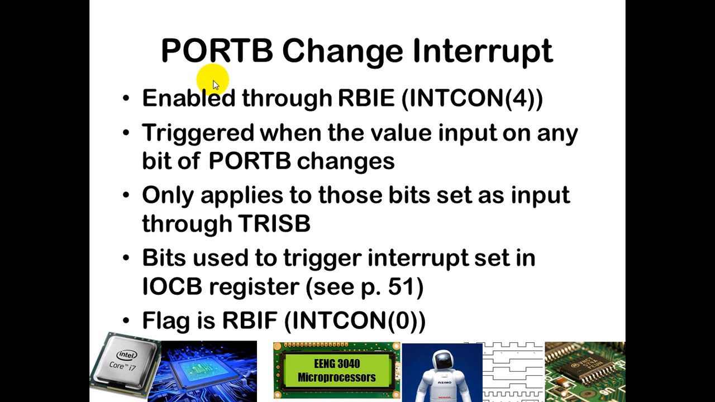PORTB change interrupt is in INTCON bit 4, and that allows you to trigger an interrupt when any of the values in port B happen to change. That only applies to inputs, so those inputs have to be configured properly in TRISB. If you have a pin set as output, it will not interrupt when you change that particular output. The bits that are used to trigger that interrupt are set in the IOCB register. So the IOCB register works bitwise to determine which of the port B values could change and then trigger an interrupt correspondingly. And the flag for that is named the RBIF flag, which is in the INTCON register bit 0.